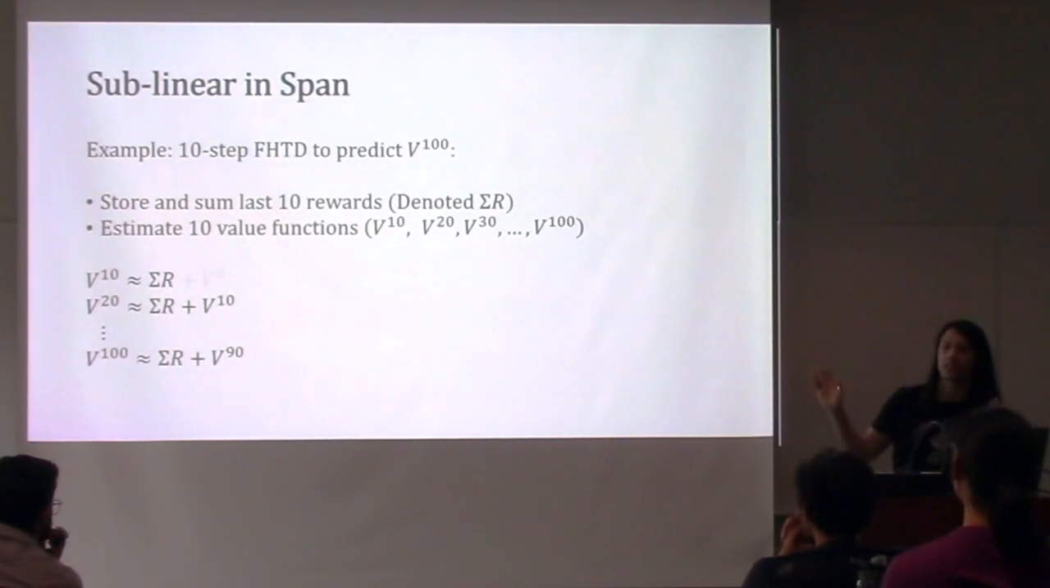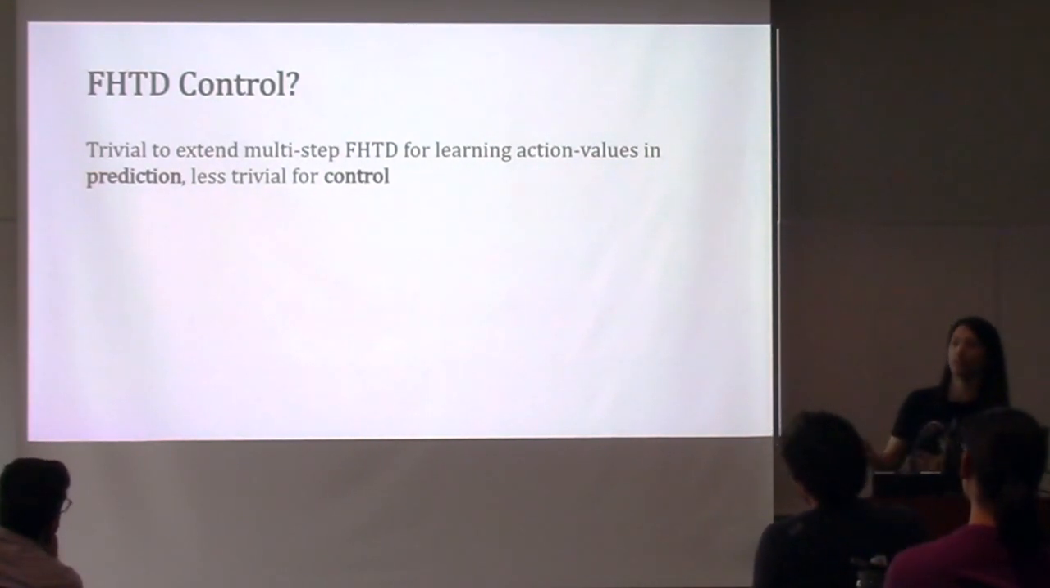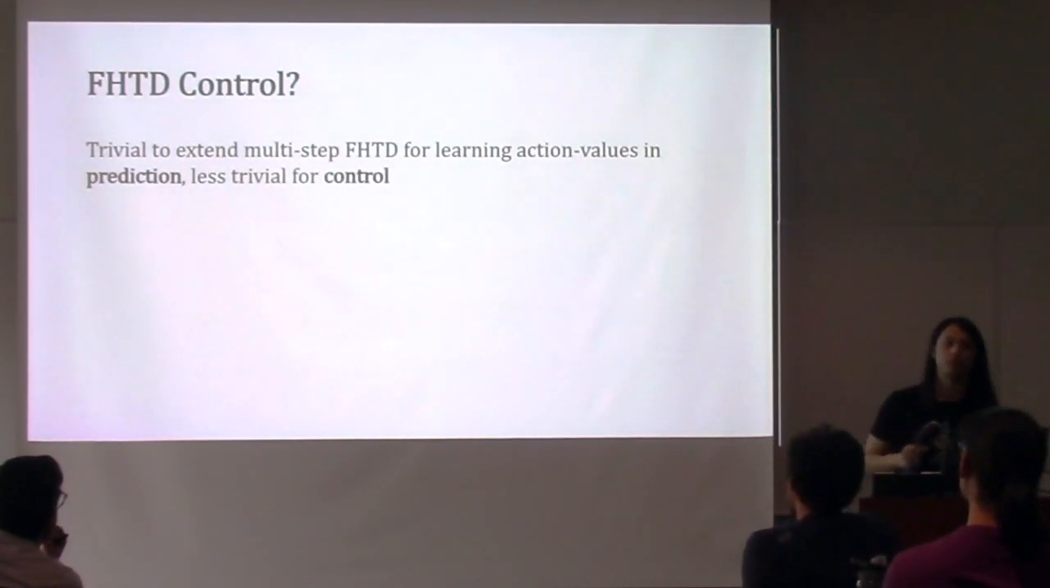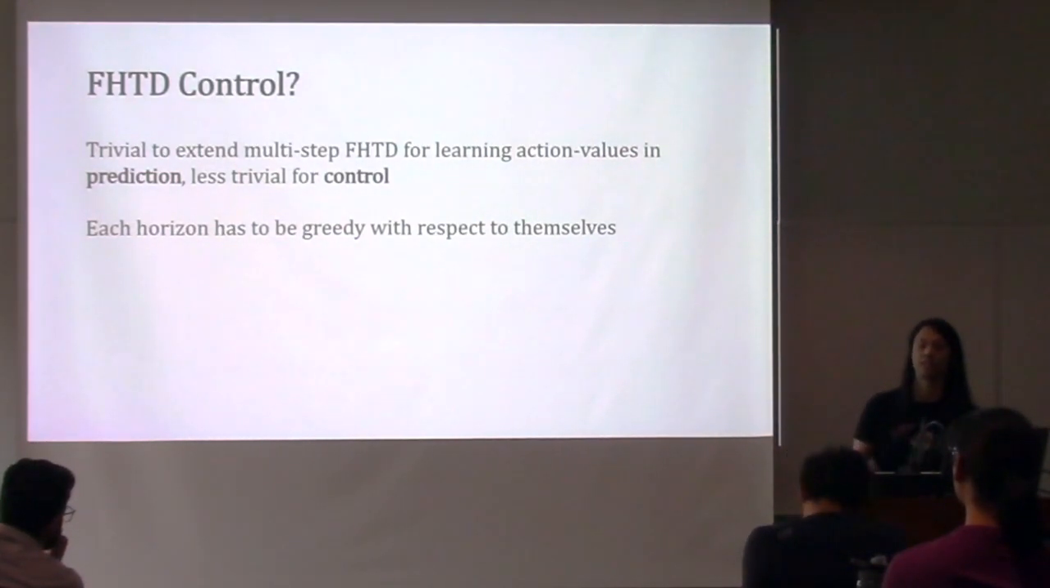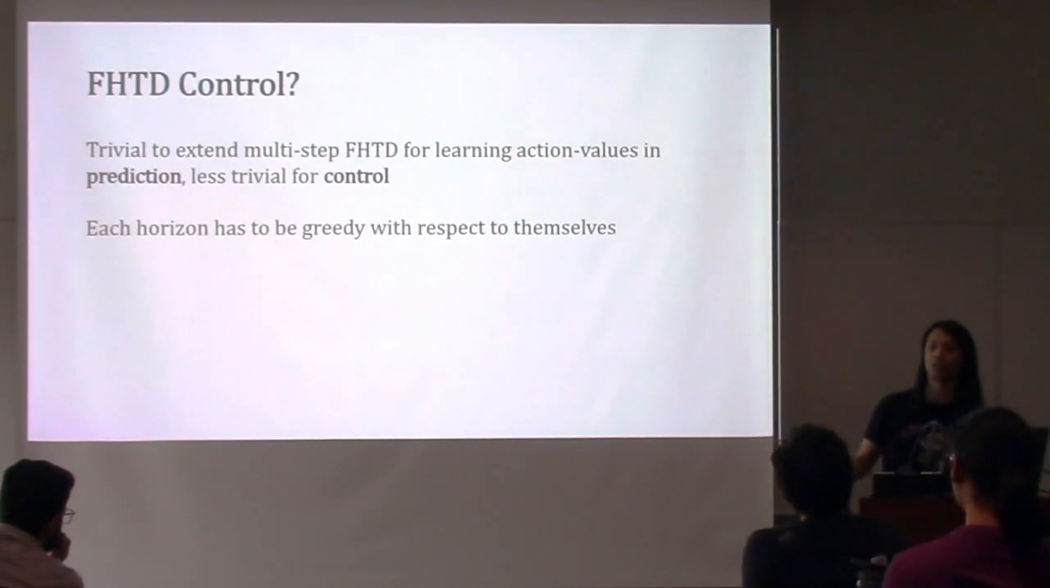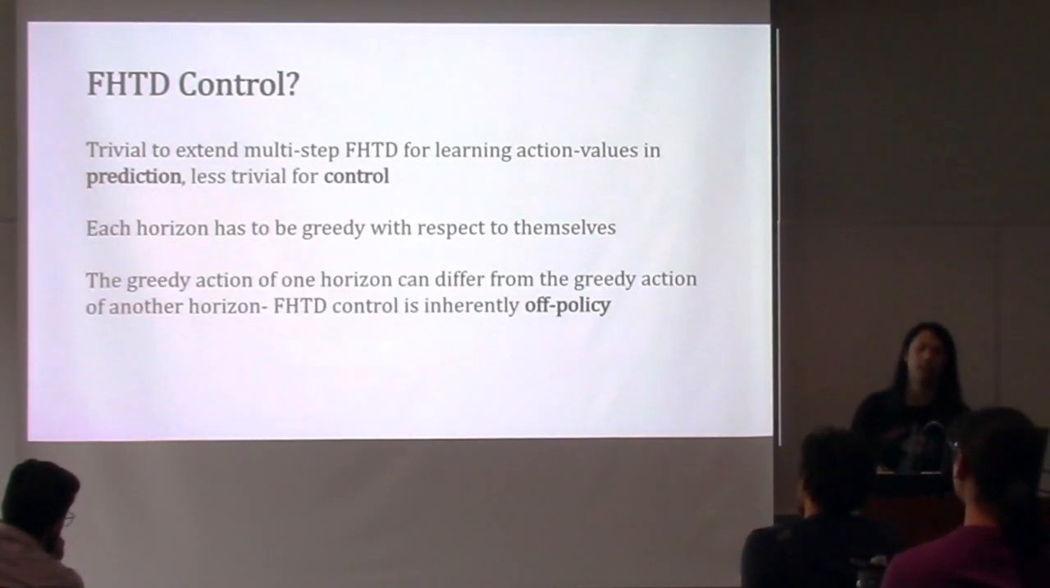So this is all in the prediction setting so far, so now I'm going to see what happens in control. It's trivial to extend all of these previous ideas to learning action values in the prediction setting, but it's less trivial when you have policy improvement involved and you're trying to do control. There's this nuance where each horizon has to be greedy with respect to itself. The best thing to do in 8 steps is 1 reward plus the best thing to do 7 steps from that point onwards. So you need to know the best thing to do for each horizon up to the horizon you care about. Because of this, the greedy action for one horizon can be different from the greedy action of another horizon. So it's inherently off-policy.